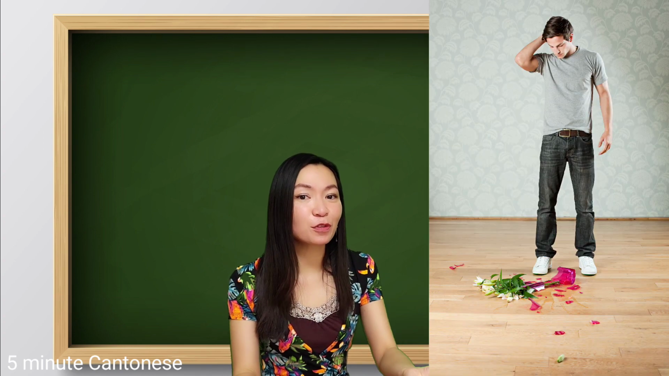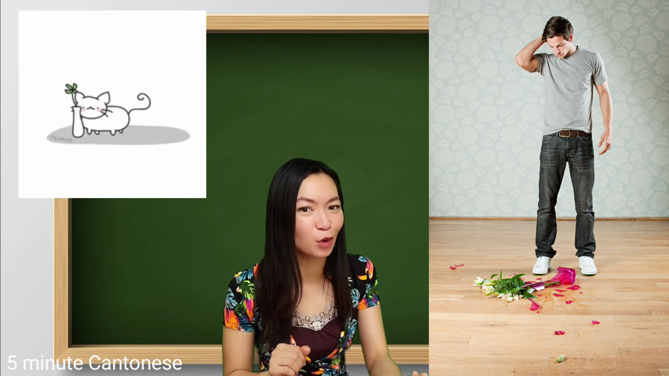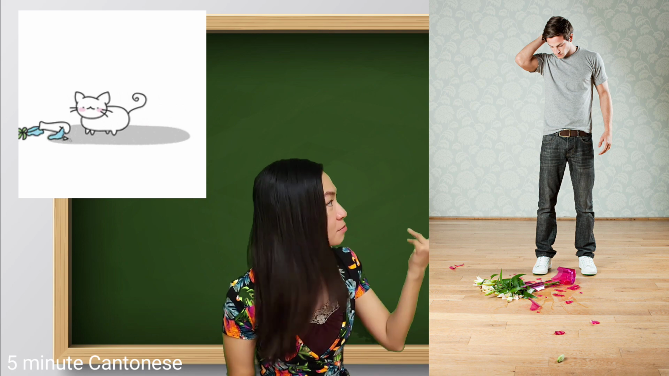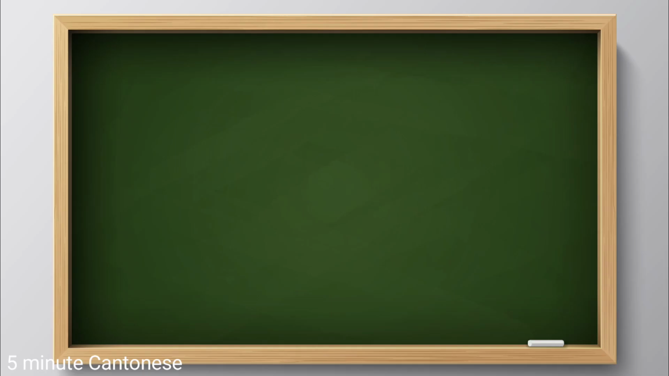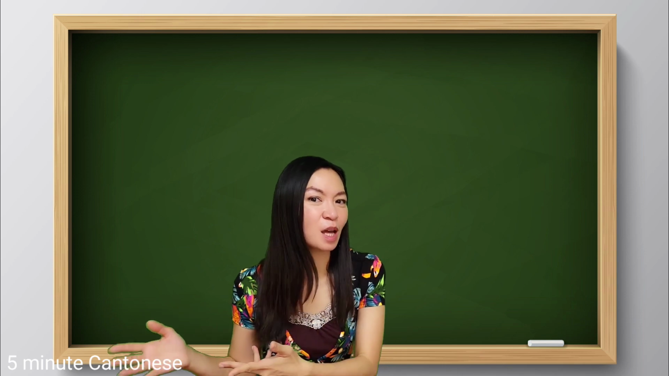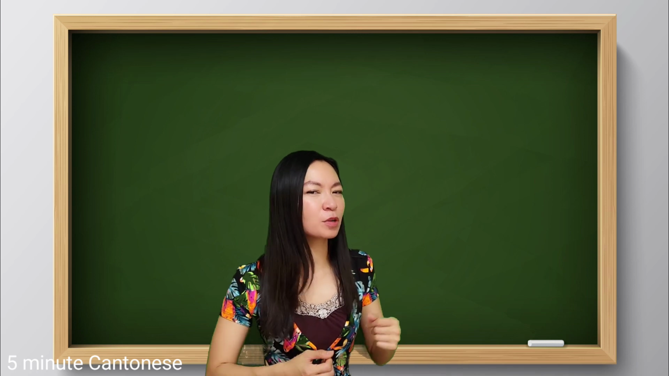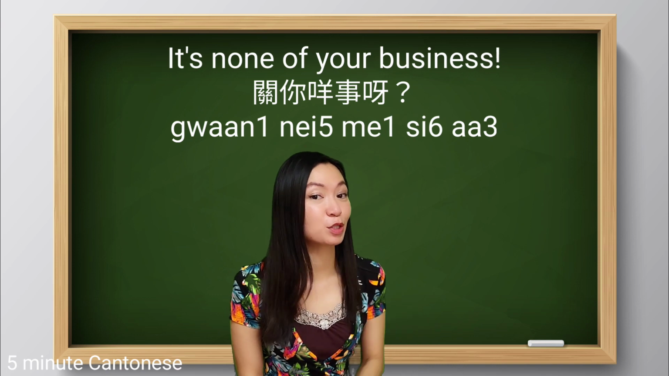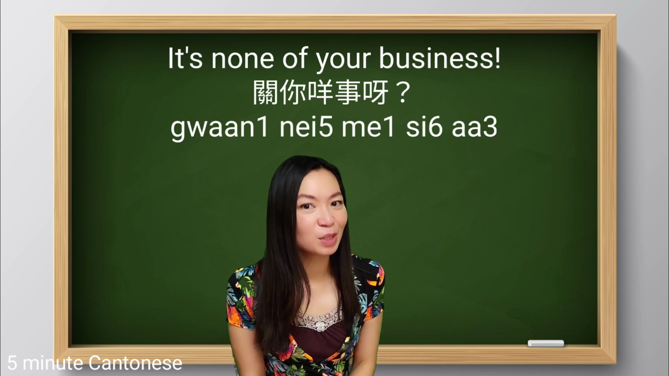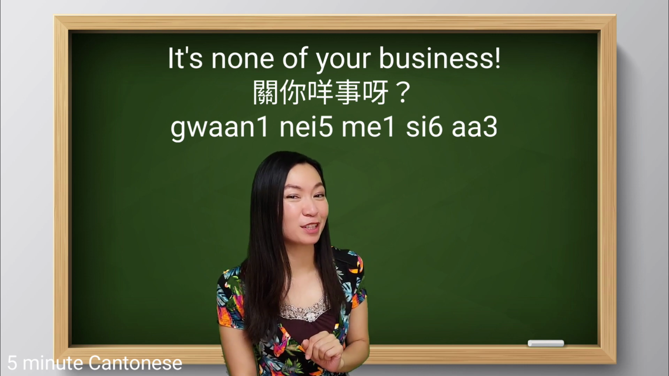For example, if the situation is like, your friend, now he's blaming himself for breaking your vase. You know it's not his fault. So you can say it like this. 关你咩事啊？However, if the situation is like someone is too nosy, keep asking for your private things, so you're a bit angry. So you can use this same sentence, but in an angry tone of voice. 关你咩事啊？So pay attention. The meaning can be totally different.